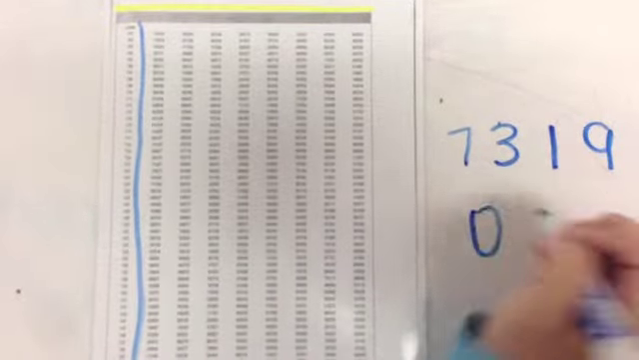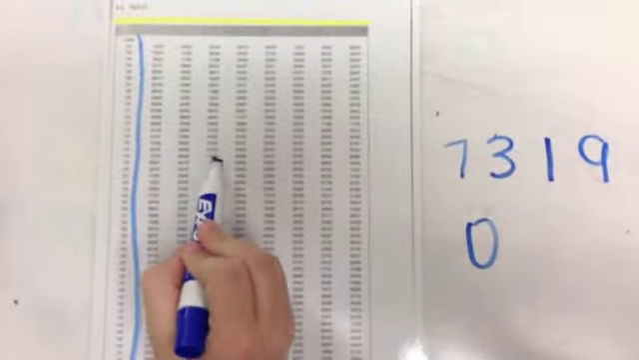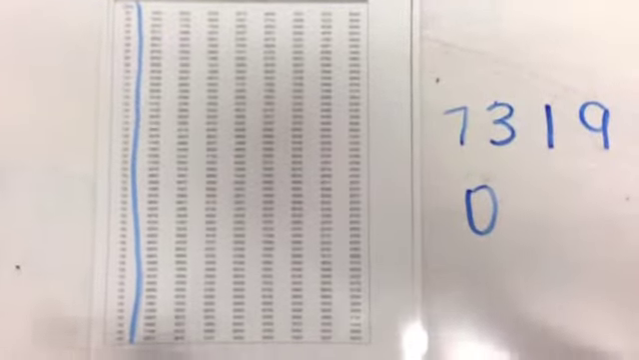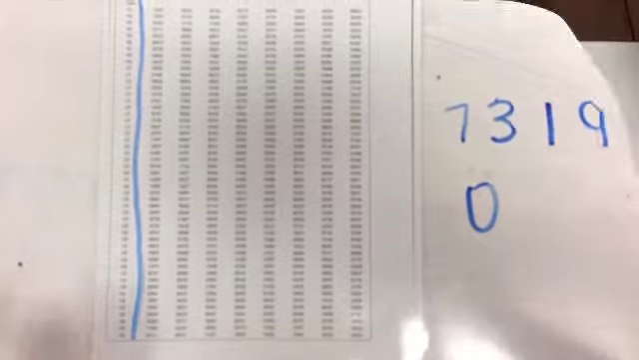7, so that's a no home run. 3 is a no home run. 1 is a no home run. 9 is a no home run. 0 is a home run. So you would just keep on going through this and count how many zeros you have to calculate how many home runs you would get.